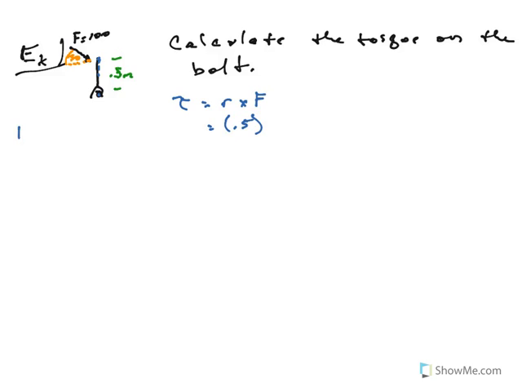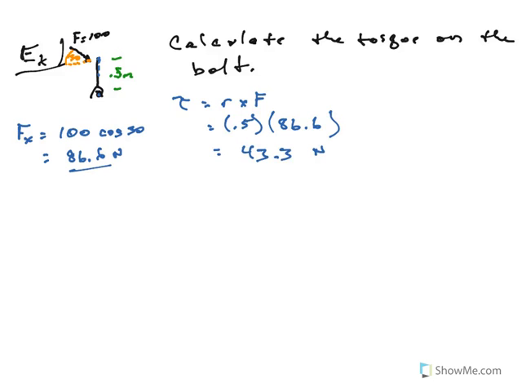So I need to calculate what's the x component of my force. I look at the problem. Force is pointing downwards at an angle of 30 degrees. If I want the x component of that force, it's 100 cosine 30, which is 86.6. Now that I know the perpendicular component of the force, I just multiply it in. 0.5 times 86.6, multiply it out, I get 43.3 Newton meters.